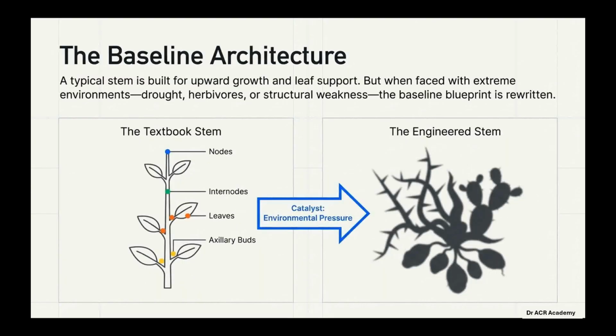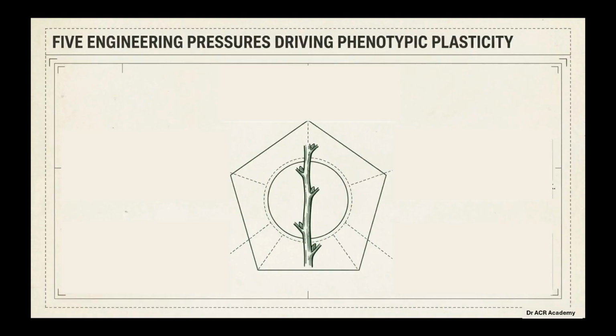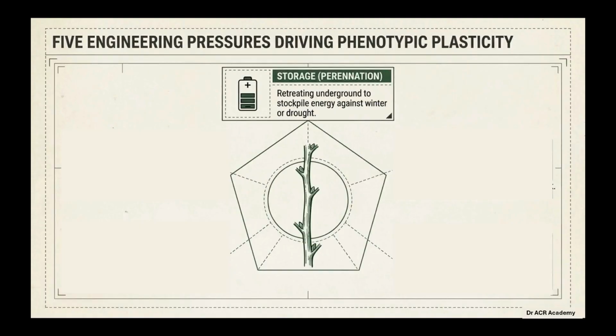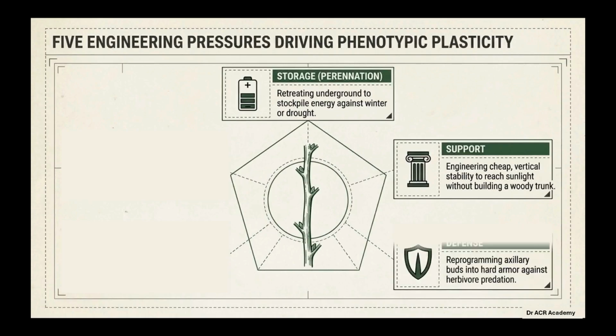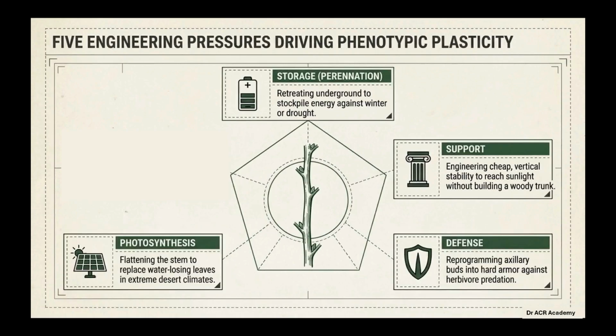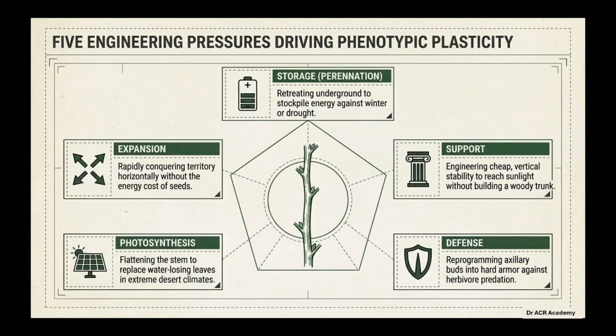The stem modifies itself to solve 5 key problems: storing energy to survive harsh seasons, providing structural support to reach sunlight, protecting itself from threats, taking over the job of photosynthesis in extreme climates, and, finally, rapidly expanding its territory.